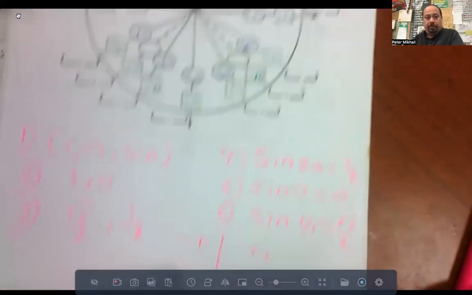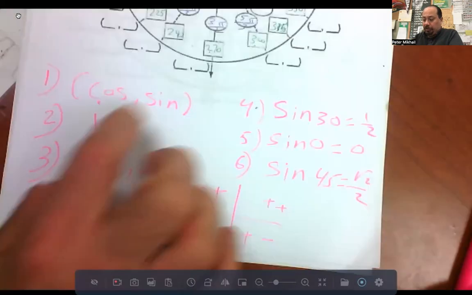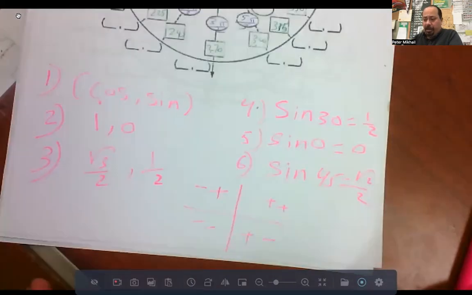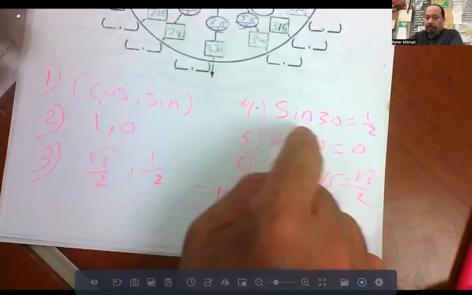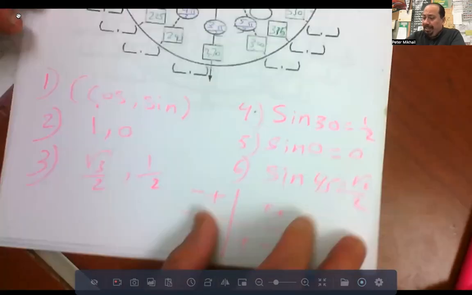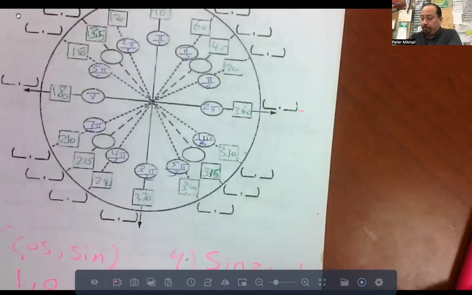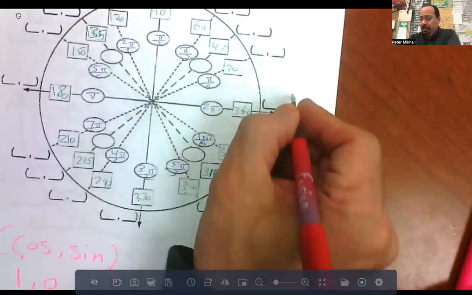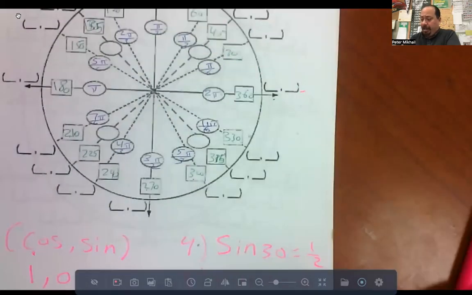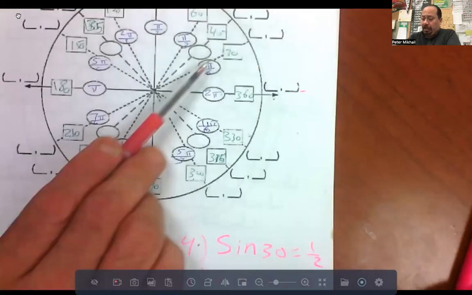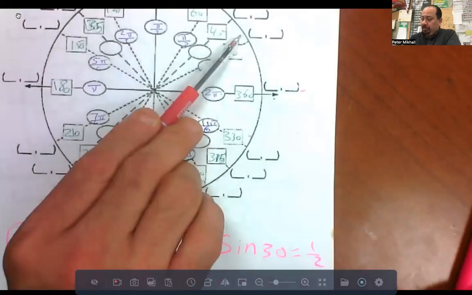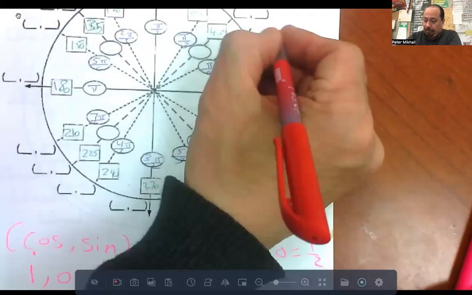You remember these 7 rules? Cosine, sine, 1, 0 together, and all this, okay? Sine 30 is half, meaning the following. That's cosine, sine. If I say sine 30 is half, and here is 30, so this will be half.